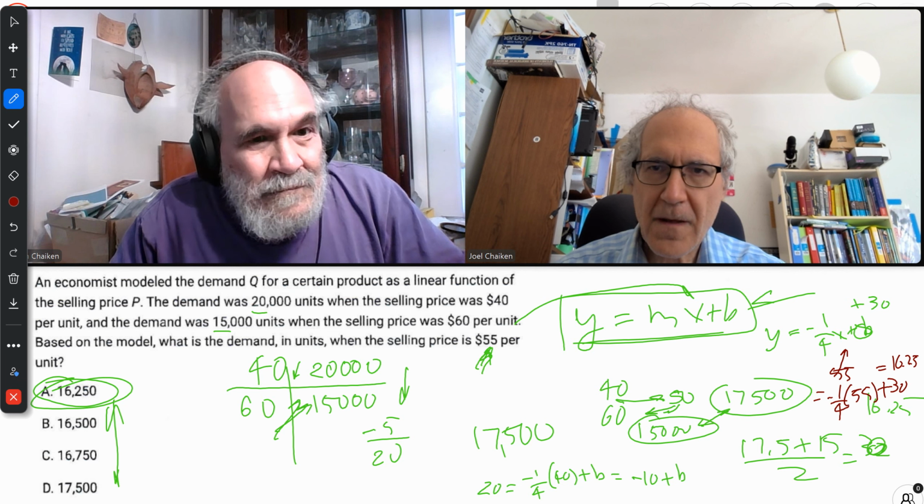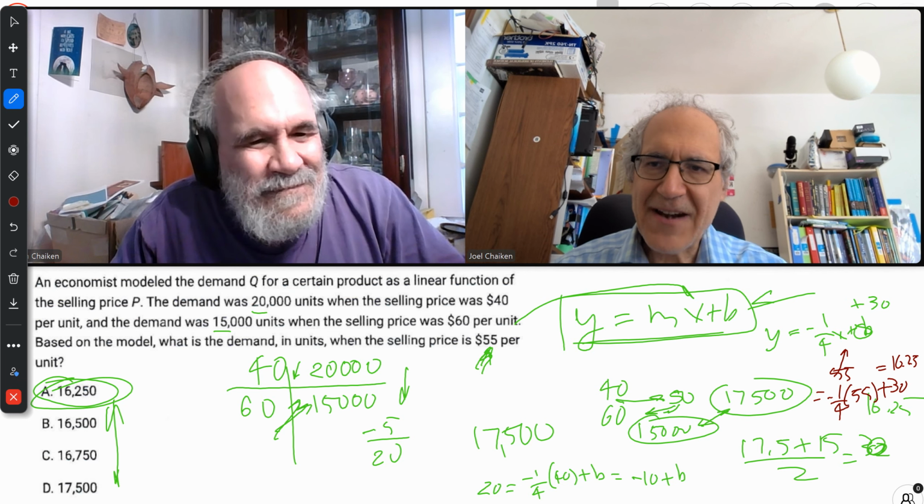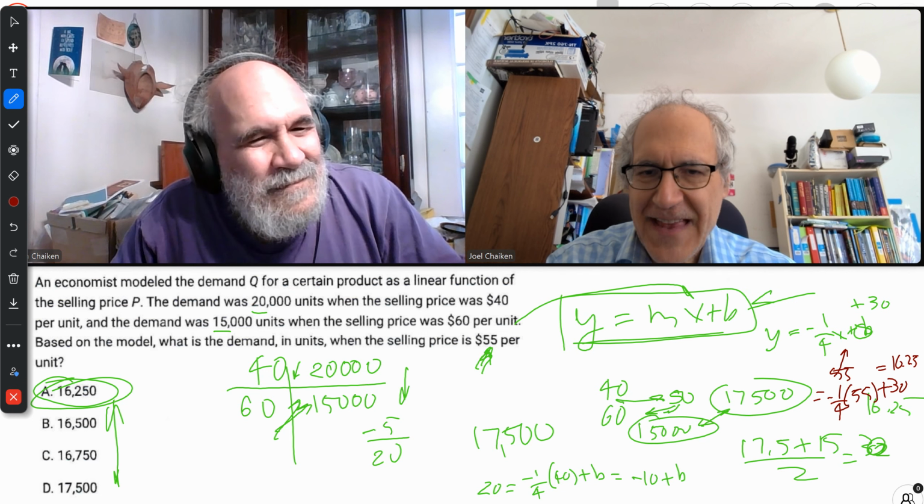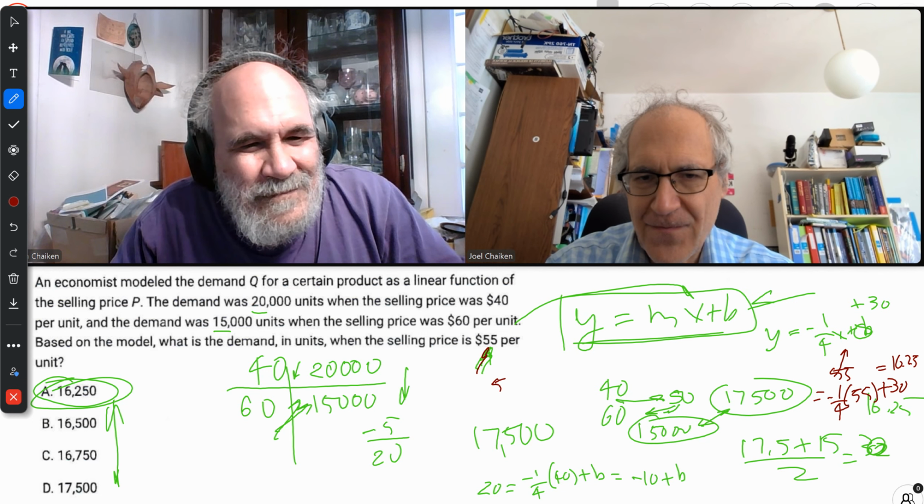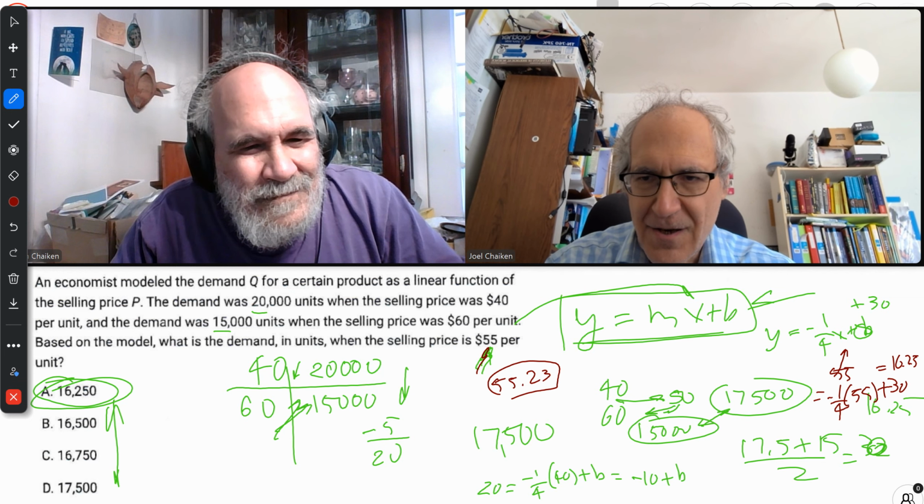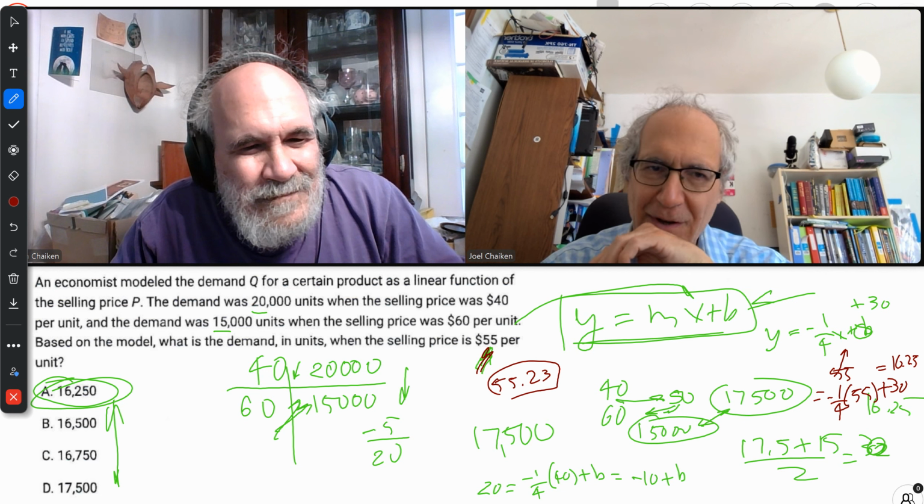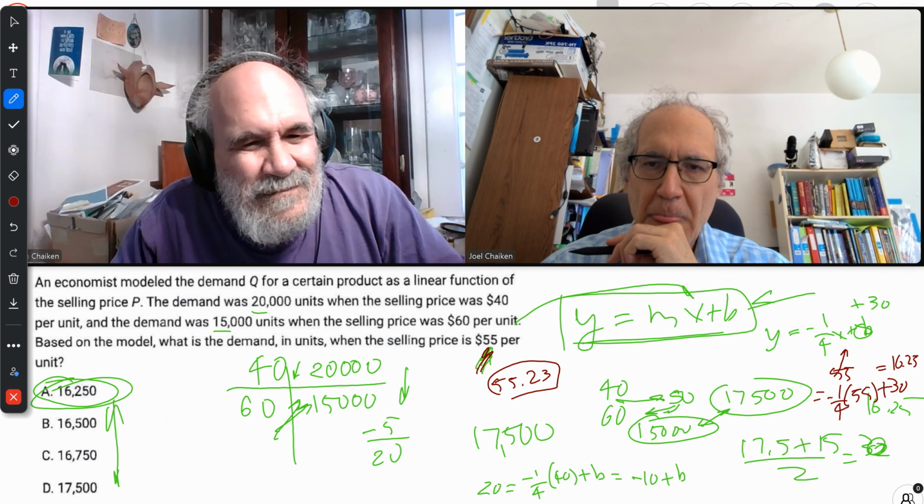But let's talk about pattern. Pattern really kicks in here. If they happened to say $55.23 per unit, then you wouldn't have any sort of pattern at all. You would have to write the equation one way or the other.